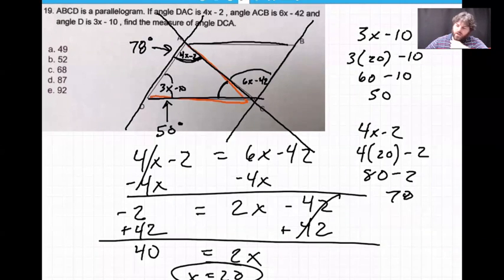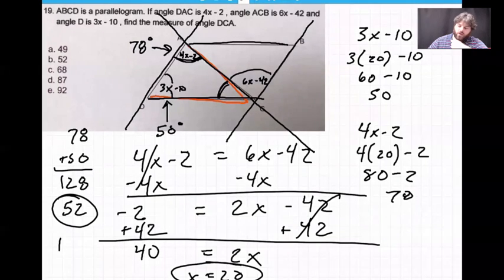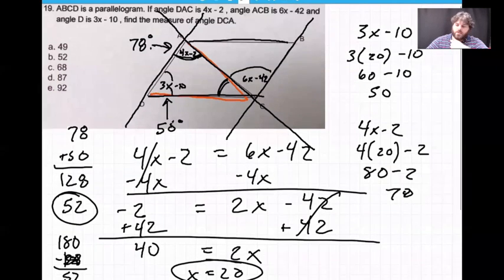This one is 50. So this one has to be whatever's left over. So 78 plus 50 is 128. That leaves 52 degrees left over. If I do 180 minus 128, I get 52 degrees. So I've used up 128. That leaves me with 52 degrees left. So answer choice B is correct, 52 degrees.